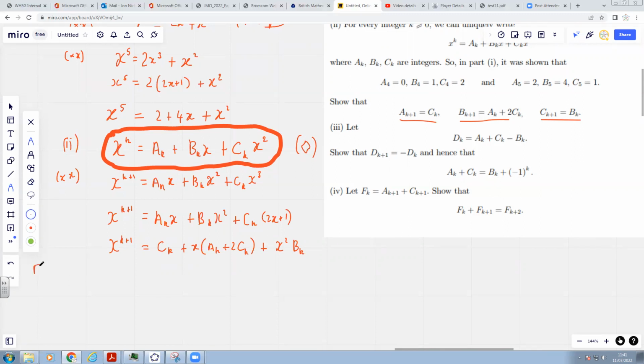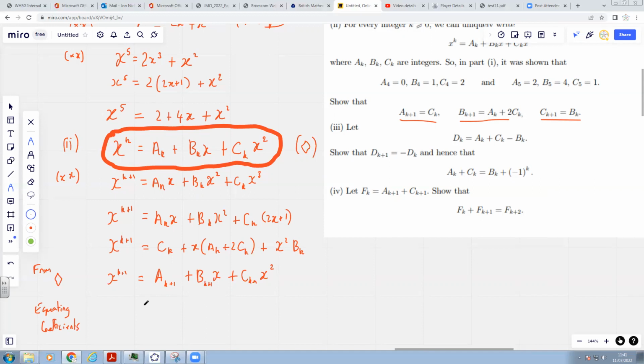From diamond, what I can also do is replace all k plus 1s with k's. So x^(k+1) also equals a_(k+1) plus b_(k+1) x plus c_(k+1) x squared. Because then I can start equating coefficients. So I'm going to tell the examiner that's what I'm doing, equating coefficients.